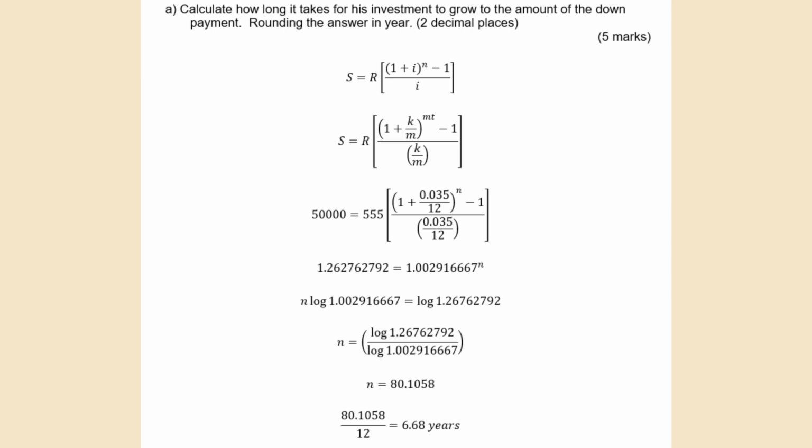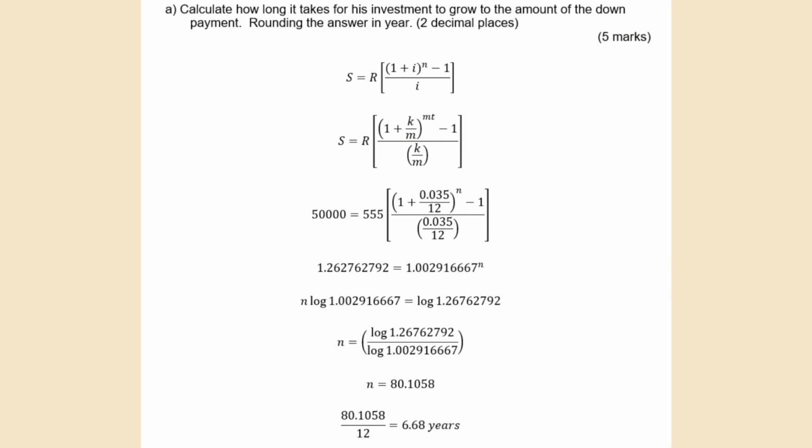So now what is missing is the year. From the question we need to find and justify the year. So 50,000 equals 555[((1 + 0.035/12)^(12t) − 1)/(0.035/12)].